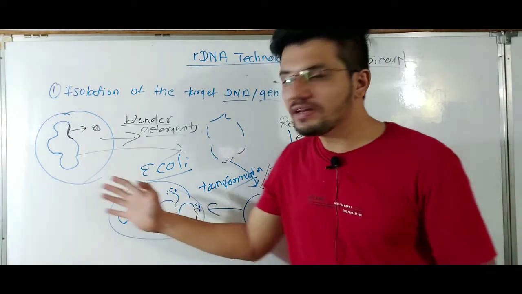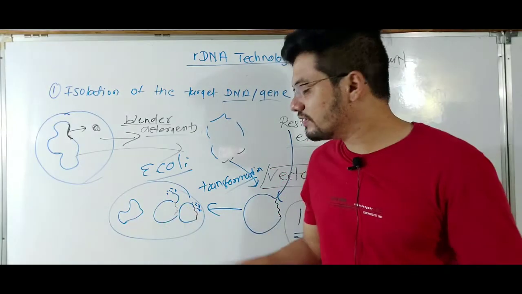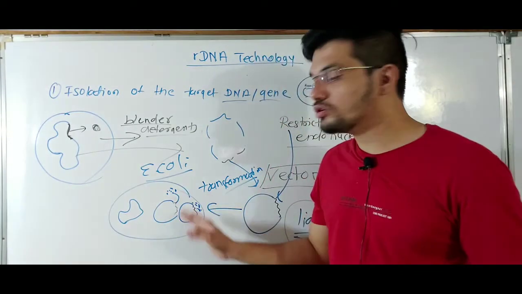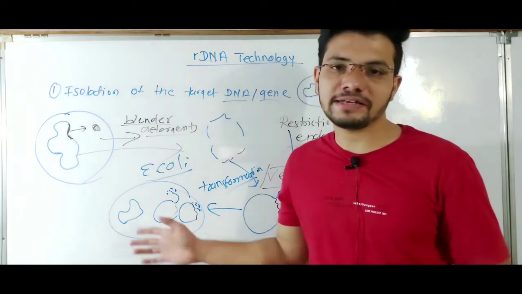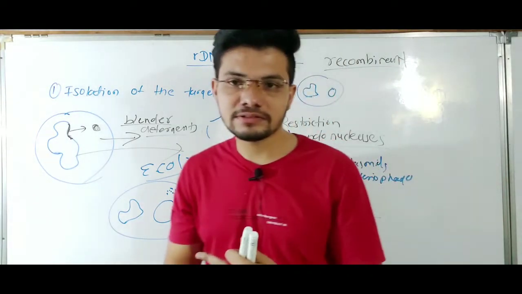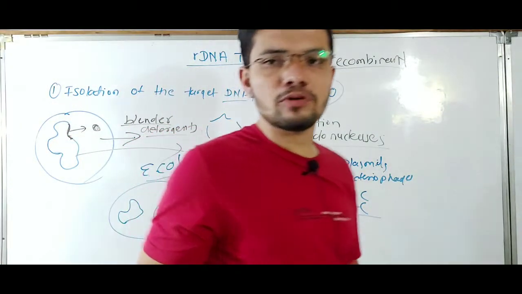As the bacteria replicate, these plasmids also replicate. As the bacteria make these proteins, these insulin proteins will also be synthesized in the bacterial cells, and after that we are going to take out this insulin from the cells, which was our ultimate product.